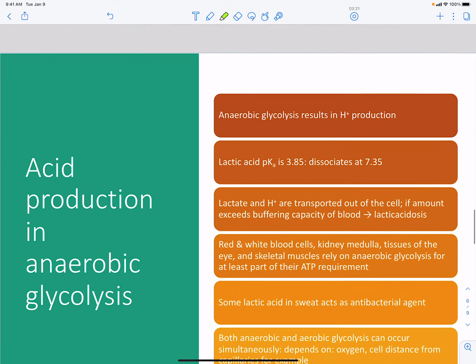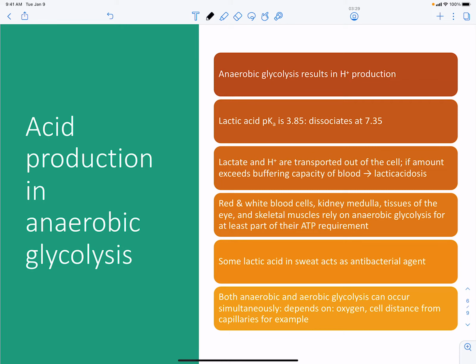Now, what happens with the acid production? Well, in anaerobic glycolysis, you're going to have an increase of hydrogen, which of course decreases pH. You also have an increase of lactic acid, and lactic acid and your hydrogen ions are going to be transported out of the cell. And you have to have it buffered in the blood. So if you exceed the buffering capability of the blood, you're going to lead to lactic acidosis.